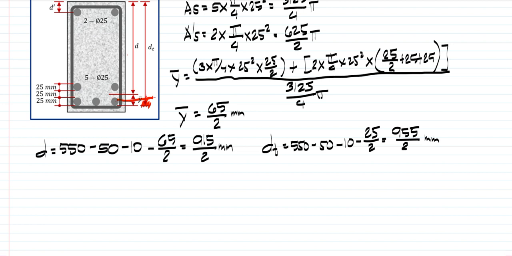So, this is coming from our previous video on the design process. Then, kunin na din natin yung D' natin, which is the same dun sa design process natin. So, that is 50 plus 10 plus 25 over 2. So, that is a value 145 over 2 mm. So, ngayon meron na tayong values ng effective depth, the distance from the extreme compression fiber to the centroid of the farthest reinforcement, and yung value ng concrete cover ng compression reinforcement, which is D'.